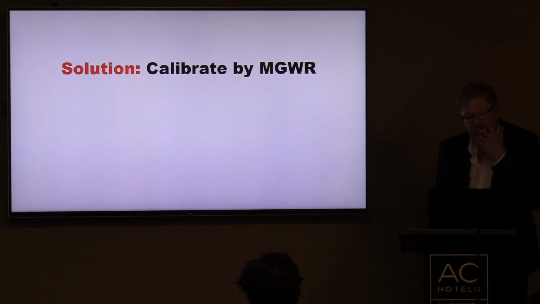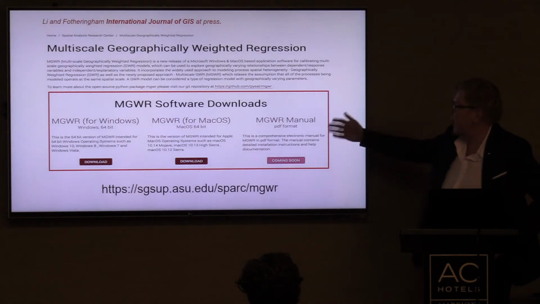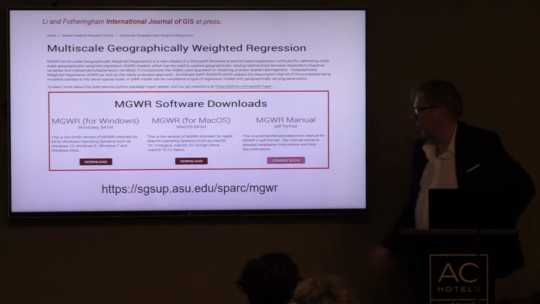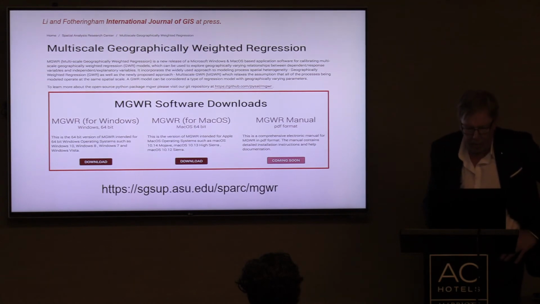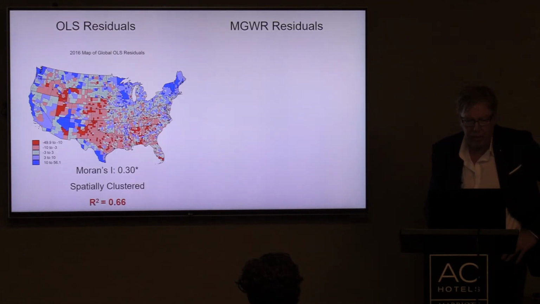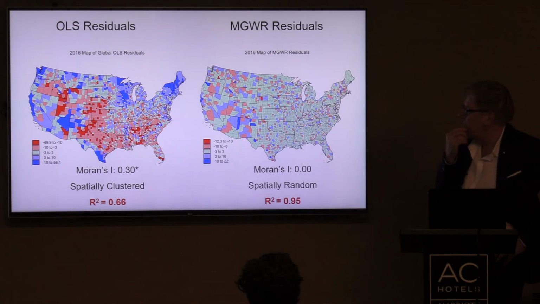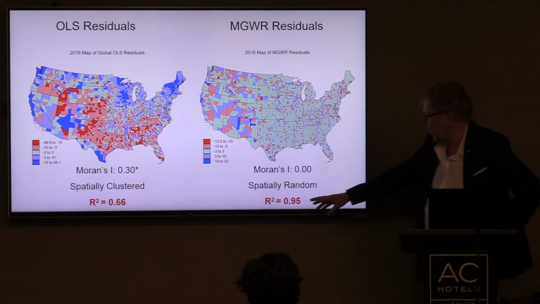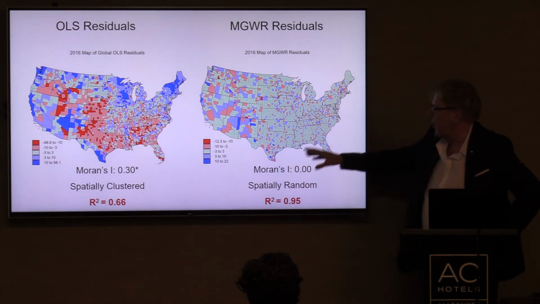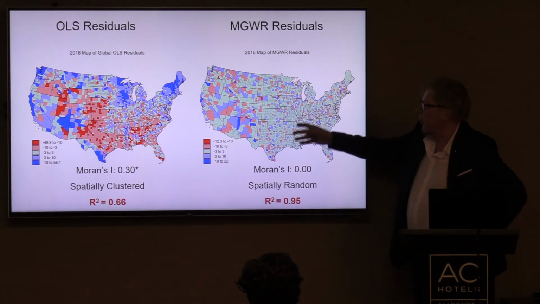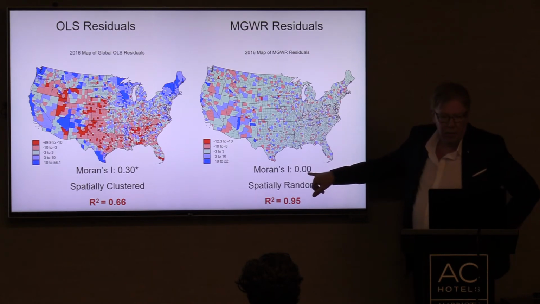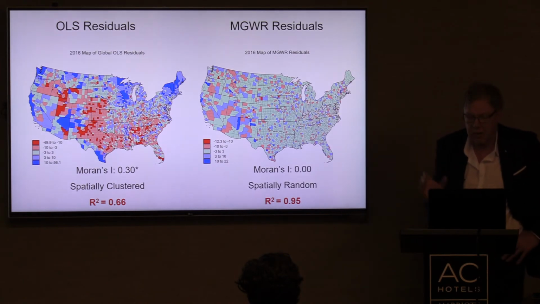So a solution calibrated by MGWR, and the software is available, a free software download from our website. When we do that, there's the original map of residuals, the problem case, and here's the residual map from MGWR. The R-squared has gone up to 0.95 from 0.66. Most of the residuals are around 0, and there's no spatial autocorrelation in them, no dependency.